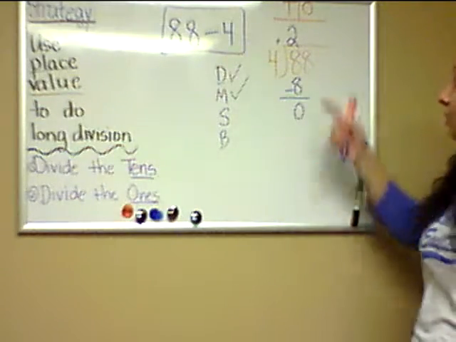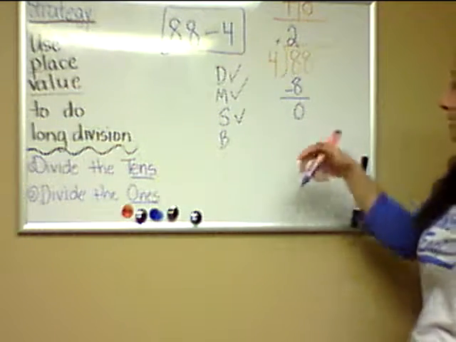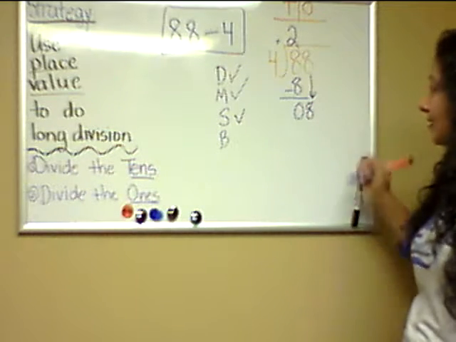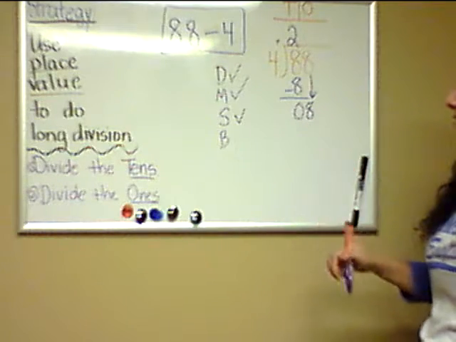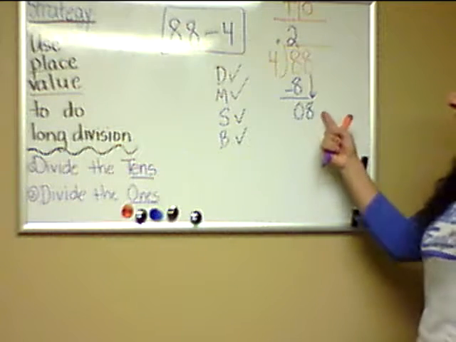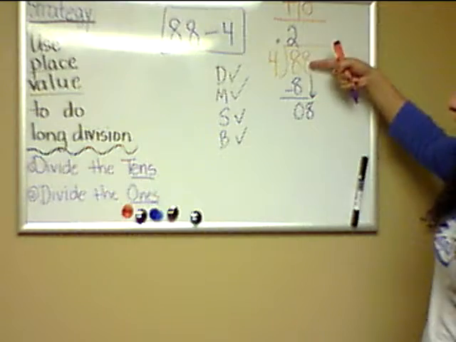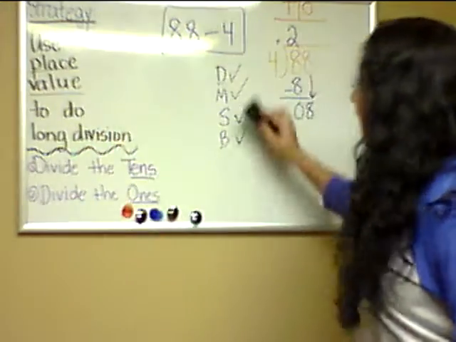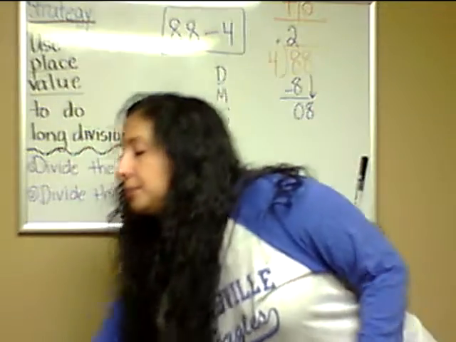We're not done yet. We still have a number to bring on down. Next step is to bring on down. So bring down that 8. Write it right next to the 0. The number that you're now working with is still 8. And you're not done, because you haven't done anything with the ones, and there's still a number here to use. So we're going to start dividing again. Repeat the process because we're not done.